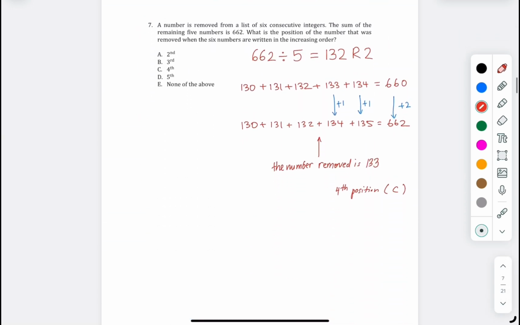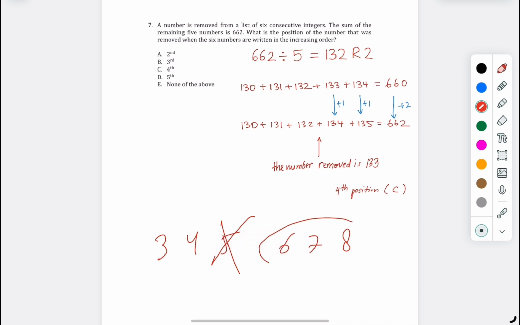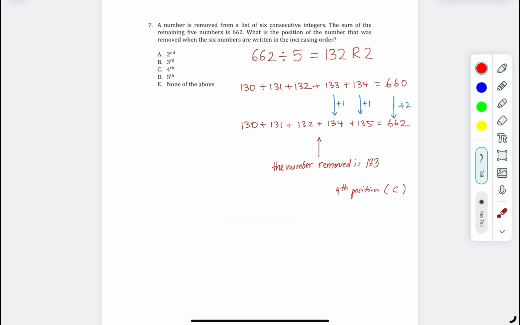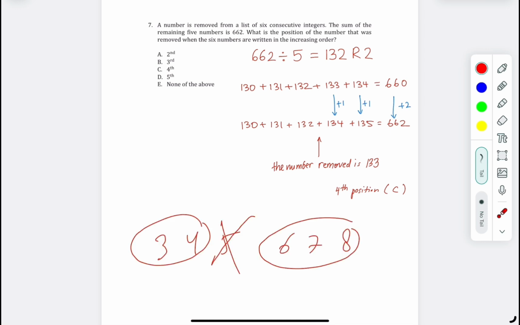For question 7, a number is removed from 6 consecutive numbers. For example, I have 3, 4, 5, 6, 7, 8. I remove one of them. Then when I add the remaining, it will give me 662. What is the position of the number that was removed when the 6 numbers are written in increasing order? Meaning if this is the case, the answer will be 3rd position.